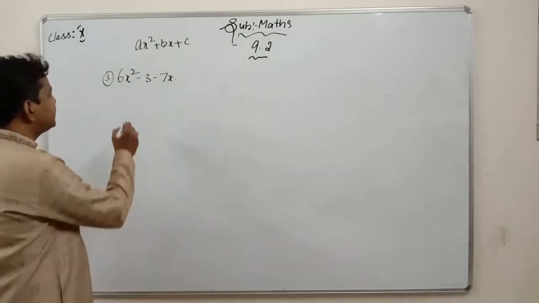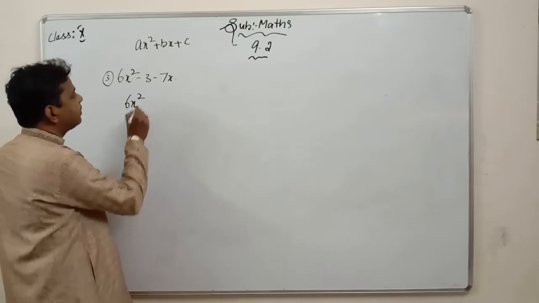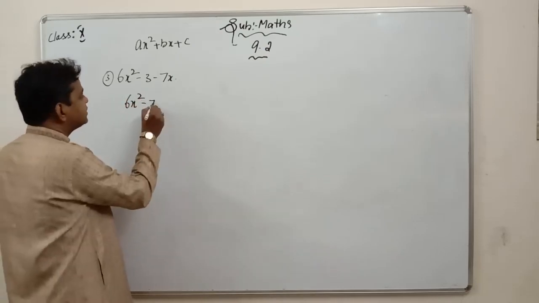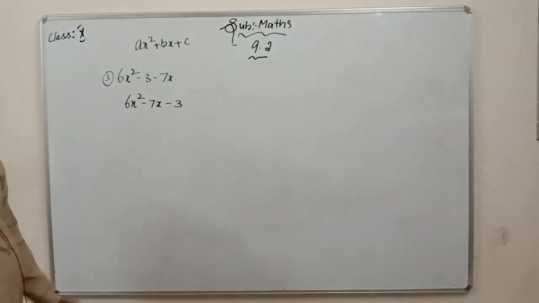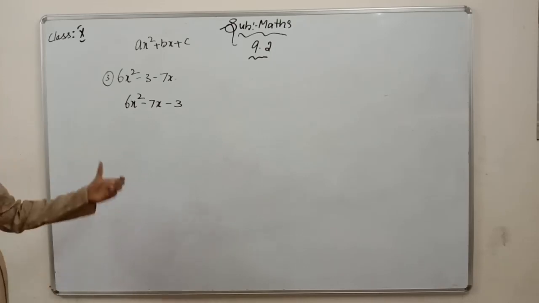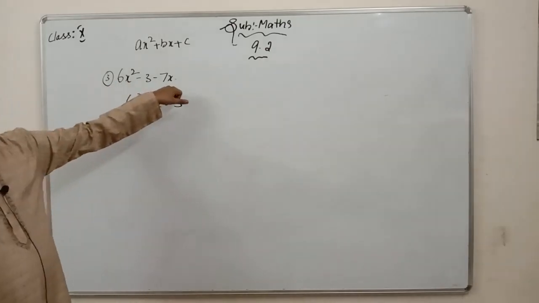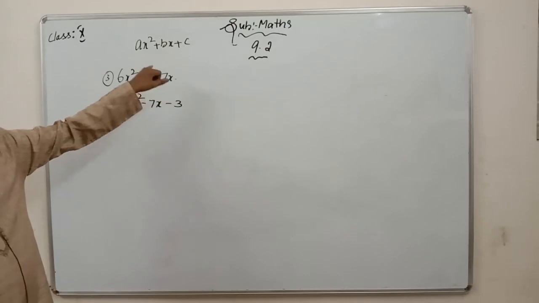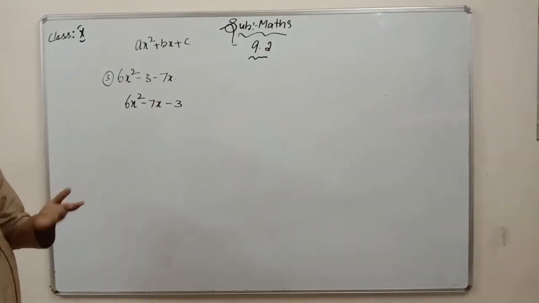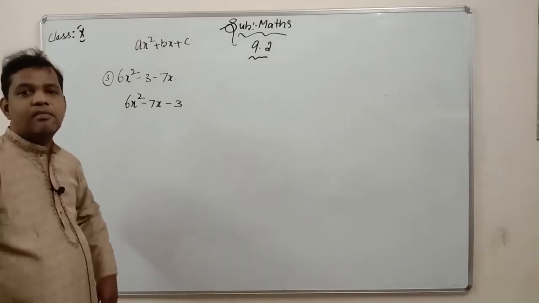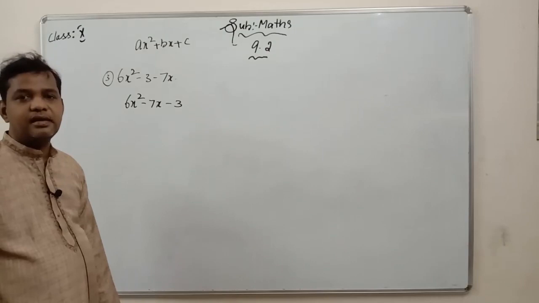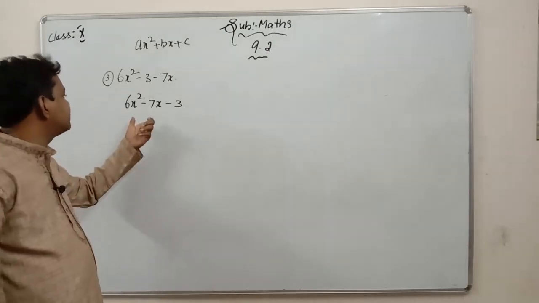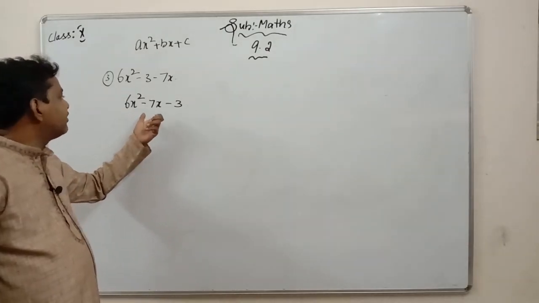So what you will get here is 6x square. Afterwards you will get minus 7x. Afterwards you will get minus 3. Now we can see the equation. Now it is in the general form. Now it will be easy for you to split it, or else you cannot do it in this way. So first write the given equation always. First see whether the given equation is in the general form or not. If it is not in the general form, try to write the equation in the general form. So the general form here is 6x square minus 7x minus 3.